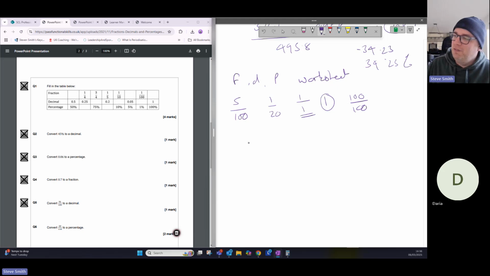So have a look. Convert this to a decimal, straightforward. 45% is 0.45. We've just taken off the percentage signs. Same here. If we've got 0.06 to a percentage, times it by 100. Without a calculator, we're moving the decimal place. So when we times by 100, it's 2 decimal places to the right.